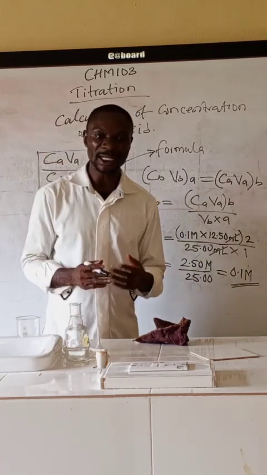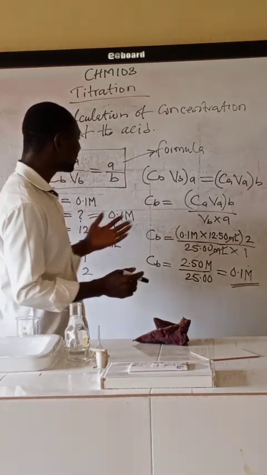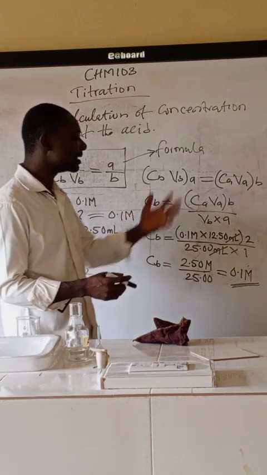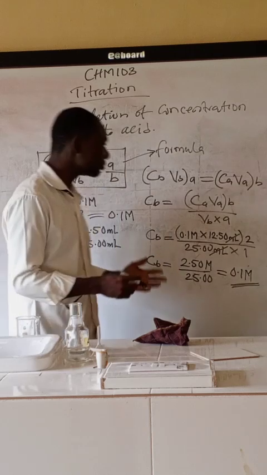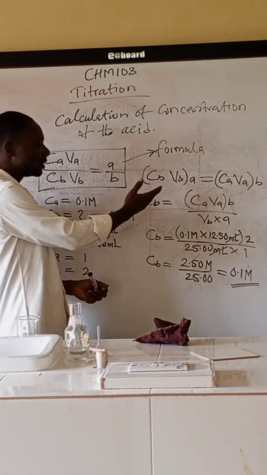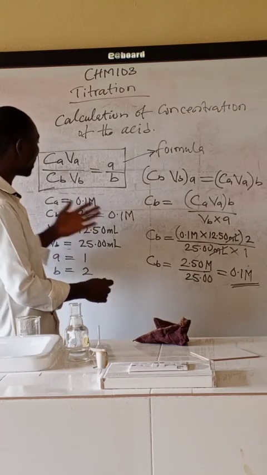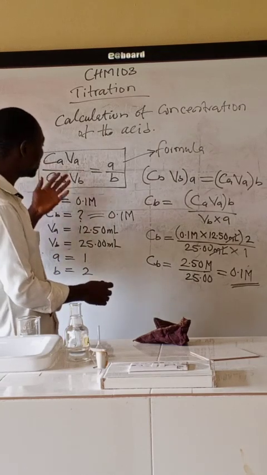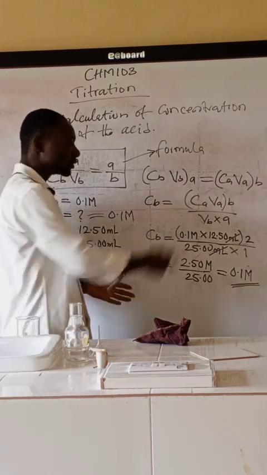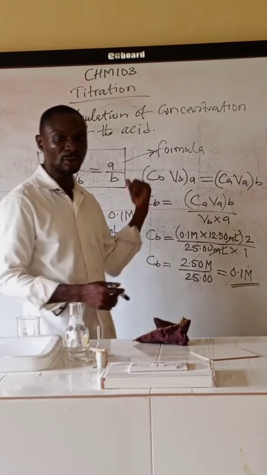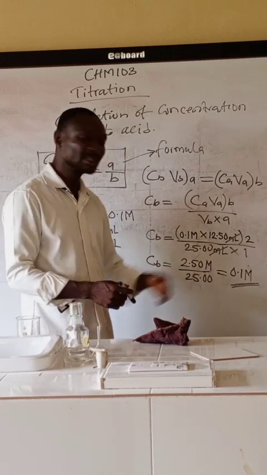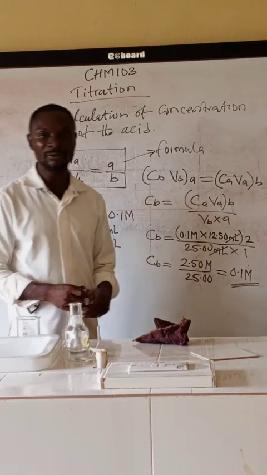The case some other time can be that the unknown is the acid. What you have to do is, after your titration, you just use this formula and change the subject of the formula by making Ca the subject, and then doing substitution of the various values from your data table. You'll be able to arrive at the concentration of the unknown.